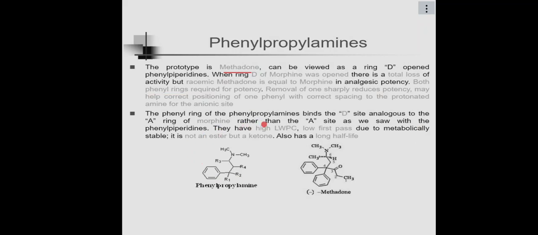The phenyl ring of the phenylpropylamines binds to the D site, as we have been discussing, analogous to the A ring of morphine, rather than the A site, as we saw with the phenylpiperidines. So we are only saying that the phenyl ring of the phenylpropylamine binds to the D site, analogous to the A ring of morphine.